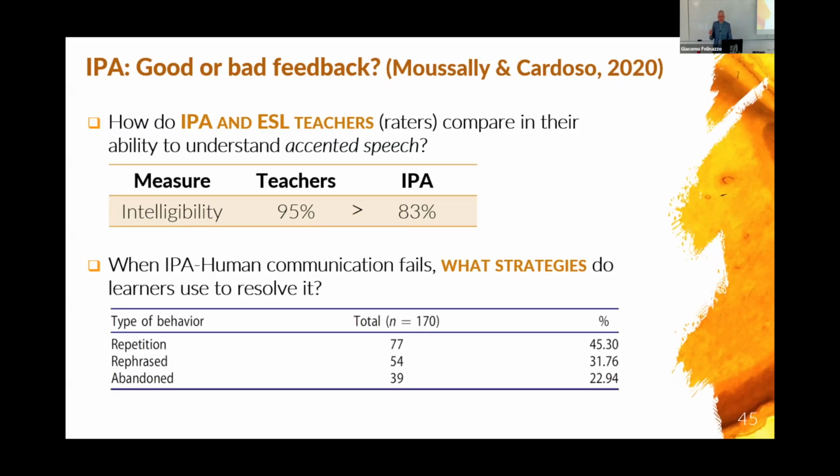But what I think is very interesting is when we looked at the strategies that people use and how they solve it. When a human is communicating with an IPA, there's a breakdown. What strategy do they use afterwards? Very interestingly, we found that repetition and rephrasing were the most common strategies that learners use to solve that communication breakdown, which is very interesting again, because that promoted more speaking, more reassessment of what they had already said.